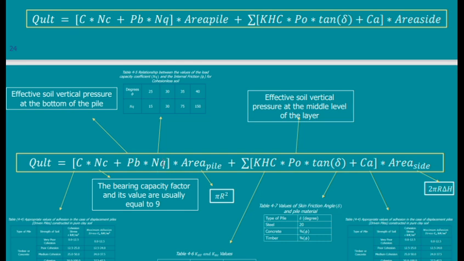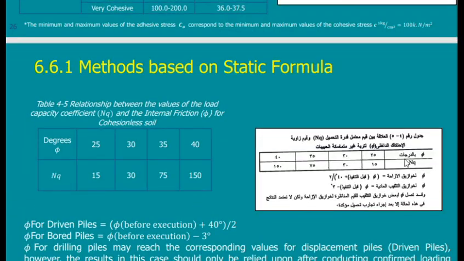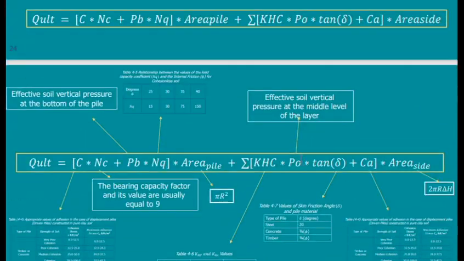Then I have something called NQ. This is the shape of the table of NQ. I go down, and here it is, NQ. You will find that NQ is given related to the phi of the soil. If I have soil with phi, say 30, then NQ will be, say, 30. If I have 35, then NQ will be 75, and so on. So I take from this table the value of NQ that I require, and I insert it here.